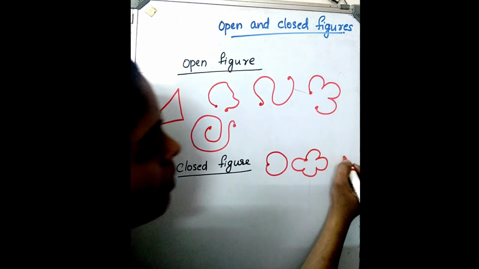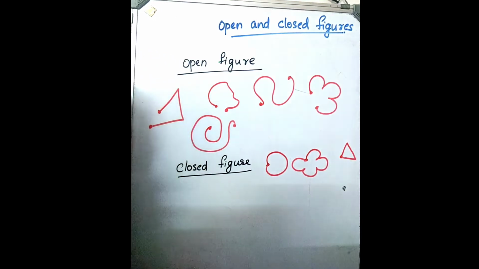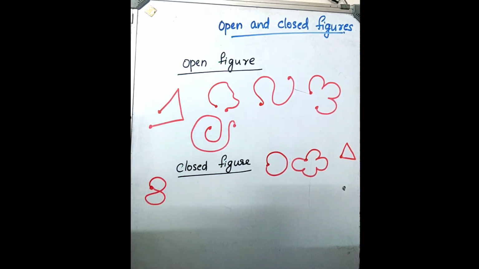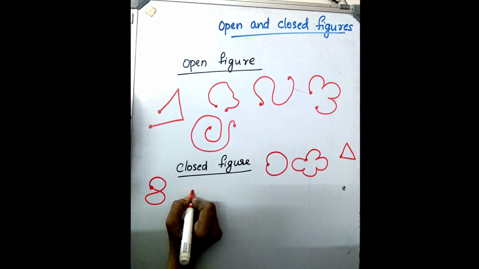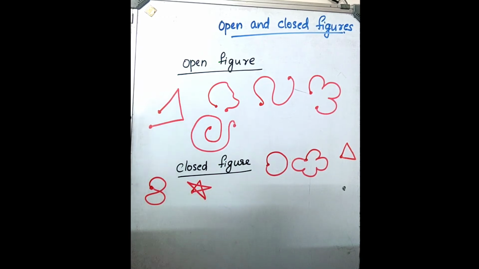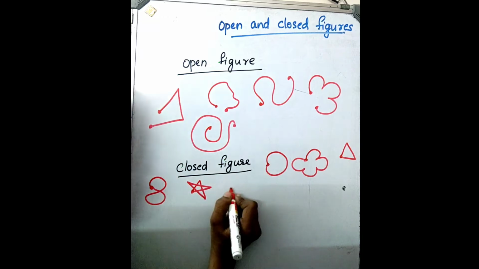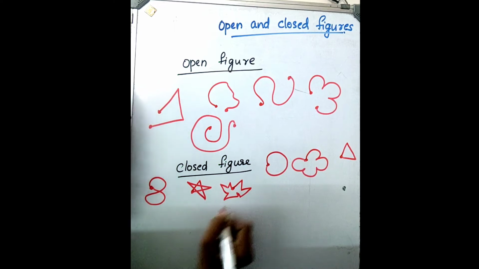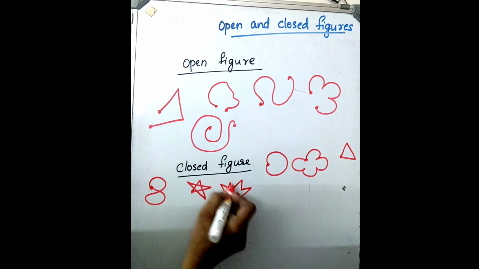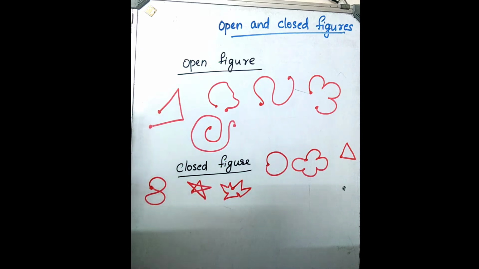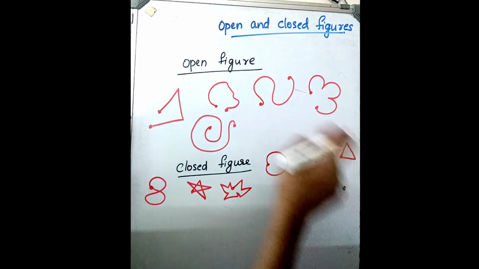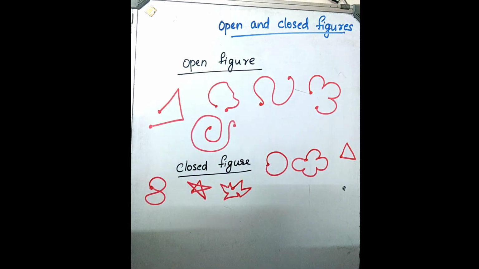This is a closed figure. This is a closed figure. This is a closed figure. This is a closed figure. So in all these figures, the beginning point and end points are the same. So such type of figures are called closed figures. When the beginning and the end points are two different points, such type of figures are called open figures.